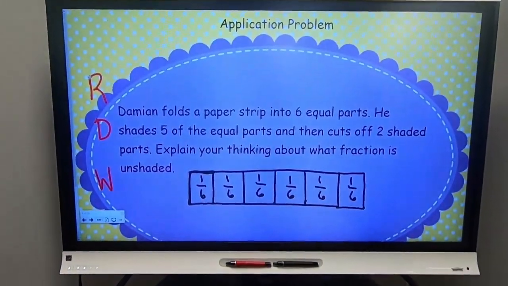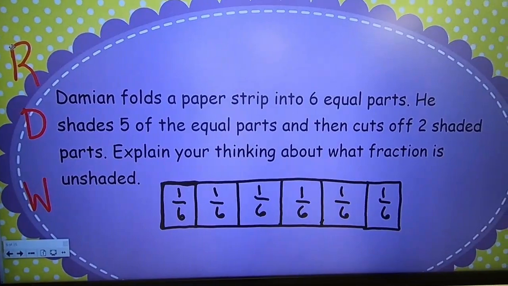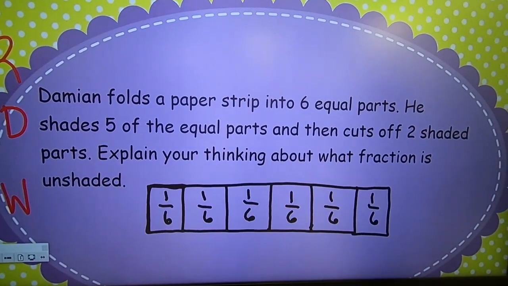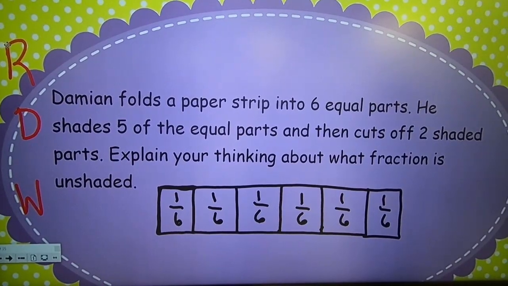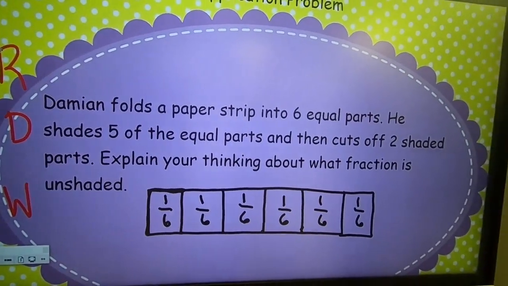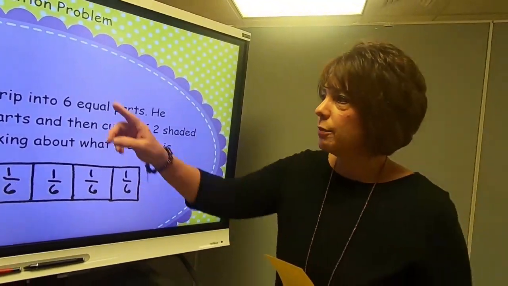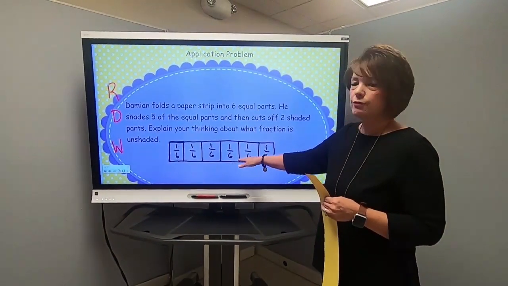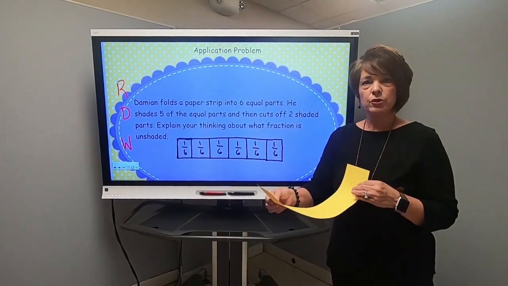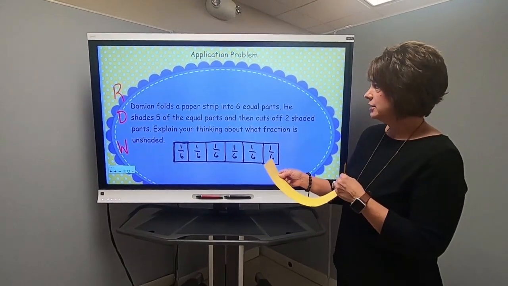Damien folds a paper strip into 6 equal parts. He shades 5 of the equal parts and then cuts off 2 shaded parts. Explain your thinking about what fraction is unshaded. So we've read our problem. Now we need to draw. And I already have a rectangle drawn for you, but we're going to take our paper strip and we're going to fold like they ask us to.